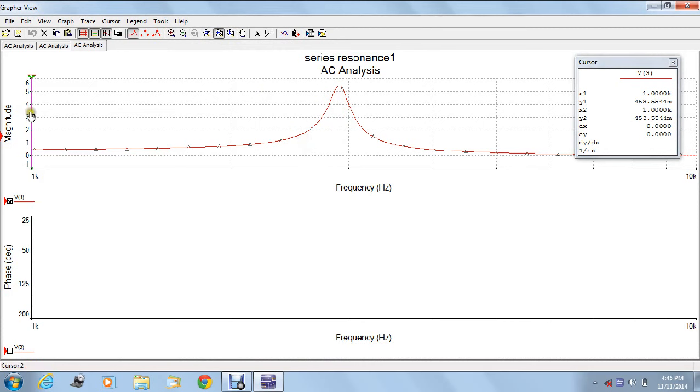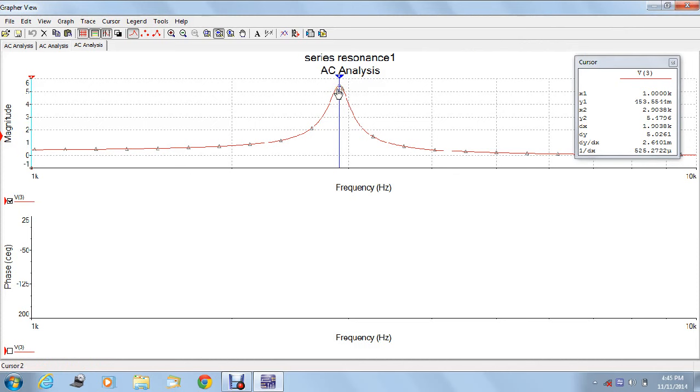So now here, see, I'm changing this cursor, and here the values are changing. So when this cursor is at 2.9, then Y2 has a maximum value 5.4. So this is your I max. At 0.707 of Imax, you are having F1 and F2. So here we completed our Multisim simulation for series resonance circuit.